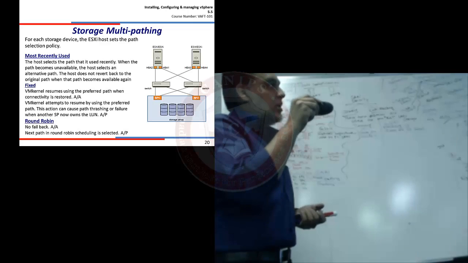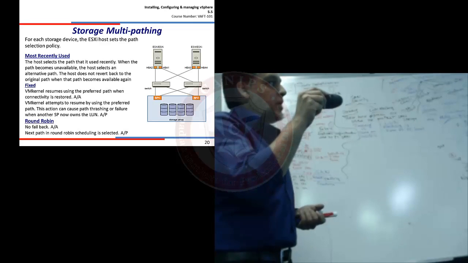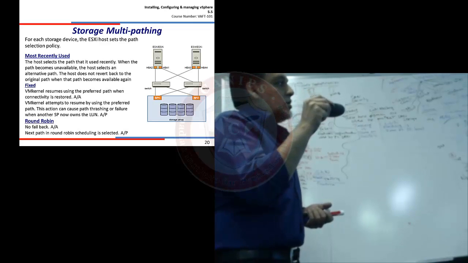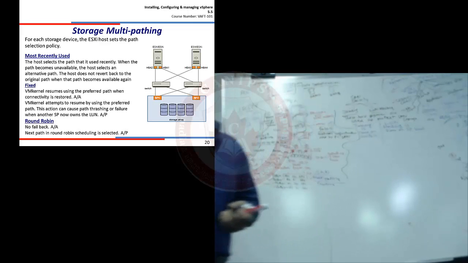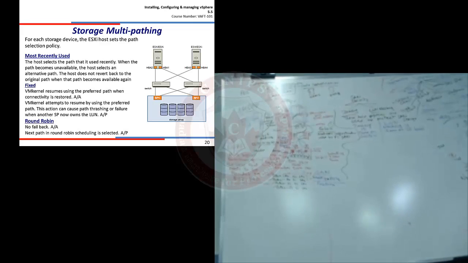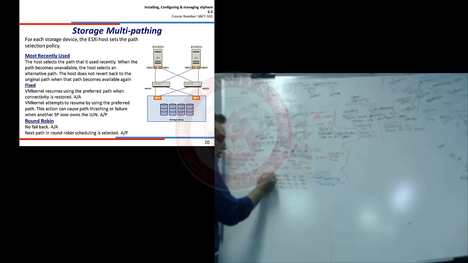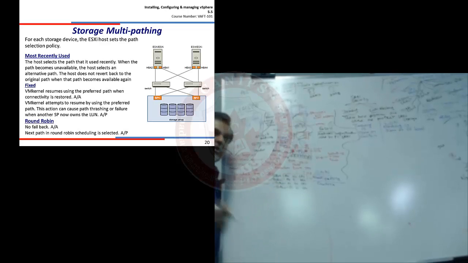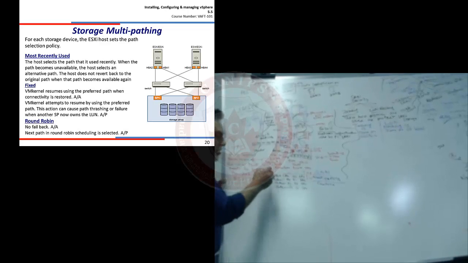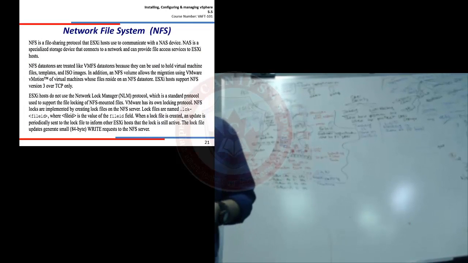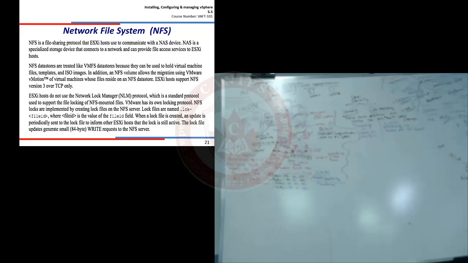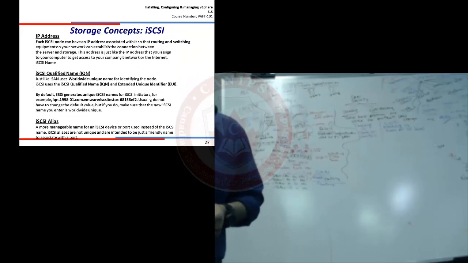So here VM kernel resumes using the fixed path when the connectivity is restored. So actually mostly this is for when one path is not available. So let's say when one path is dead, then how should it start next time? So most recent path, fixed path, or round robin. Okay. Guys, with this, let's start configuring our storage, and we'll continue next storage concepts in the next class.